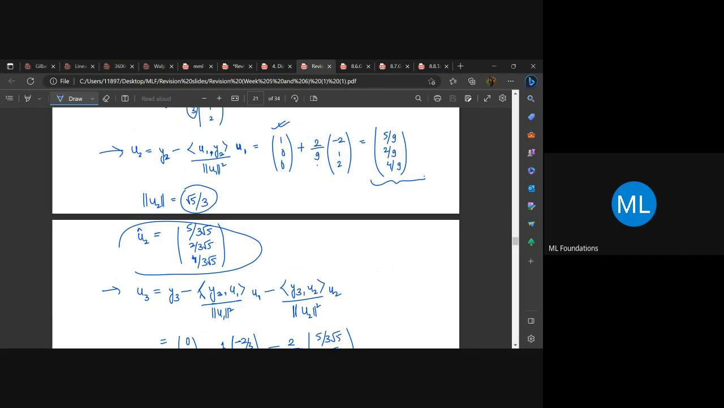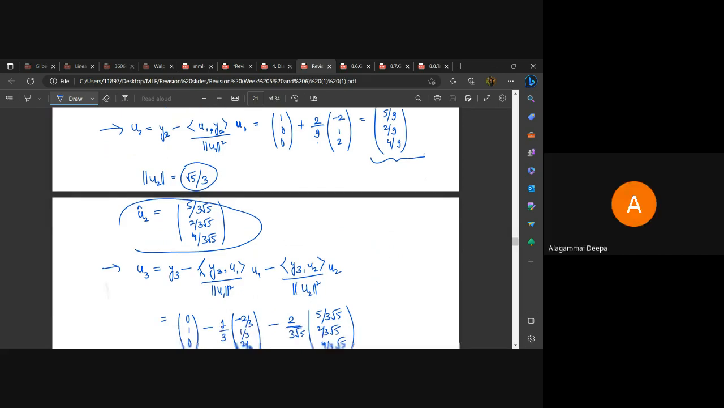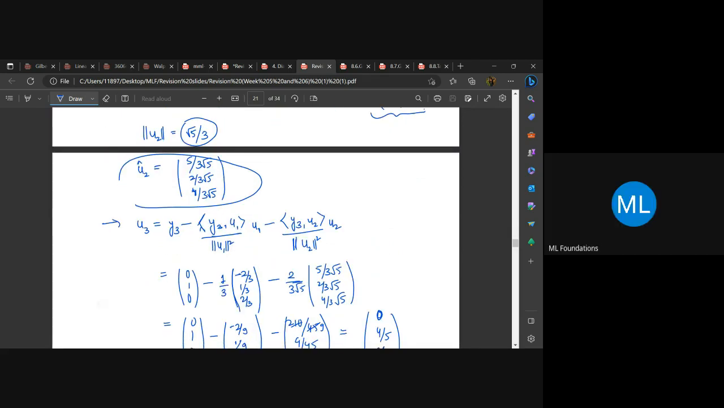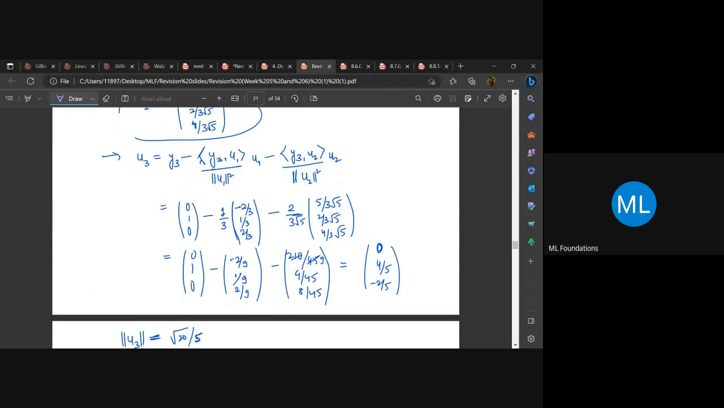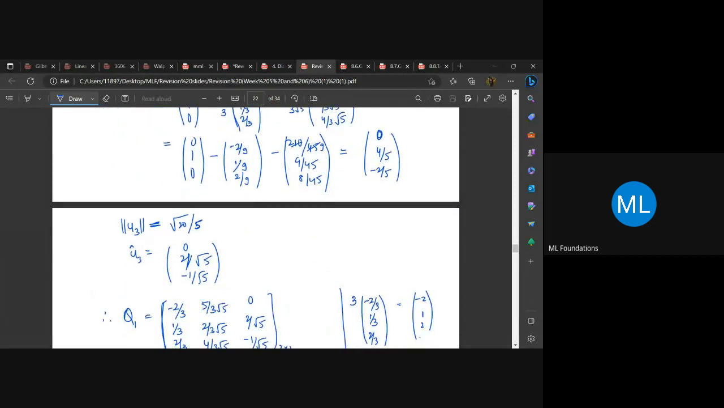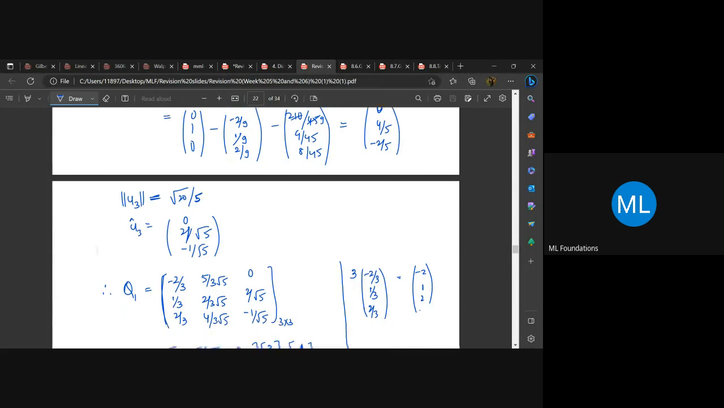45 by 81 is 5 by 9. So under root of 5 by 9 is under root of 5 by 3. Using the Gram-Schmidt process, we find our U3 also, and we get this to be 0, 2 by root 5 and minus 1 by root 5. You can check the calculation.